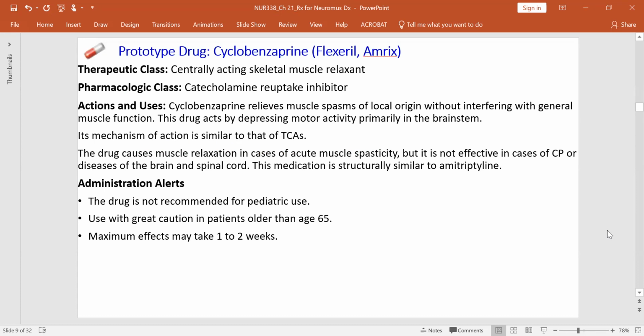So the prototype drug, we said, is cyclobenzaprine, and we went over some of the drugs that are similar to cyclobenzaprine, like baclofen, carisoprodol, Soma, tizanidine, Zanaflex, and then diazepam, Valium.